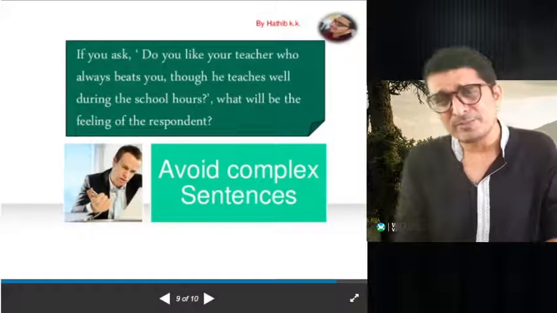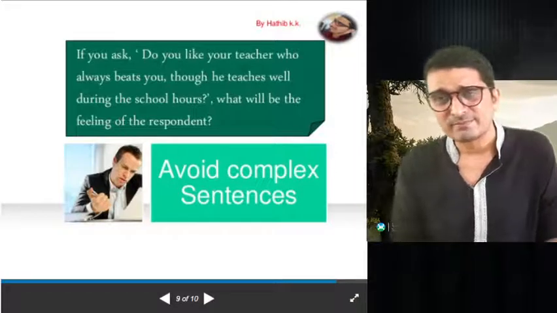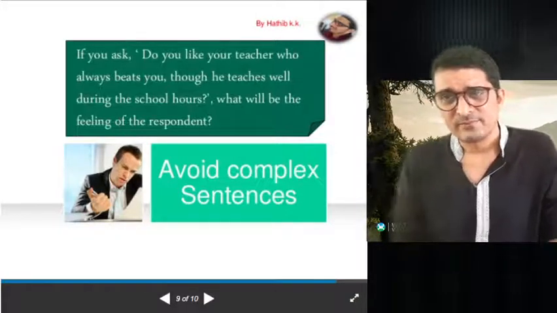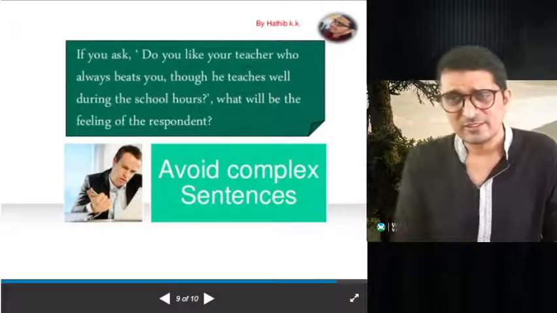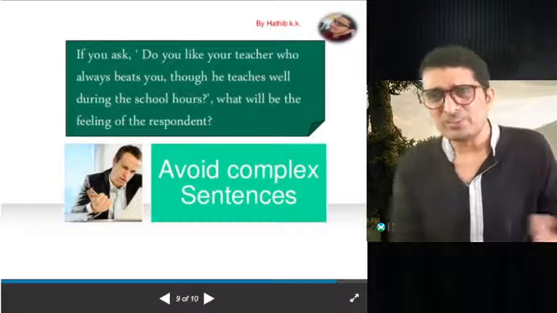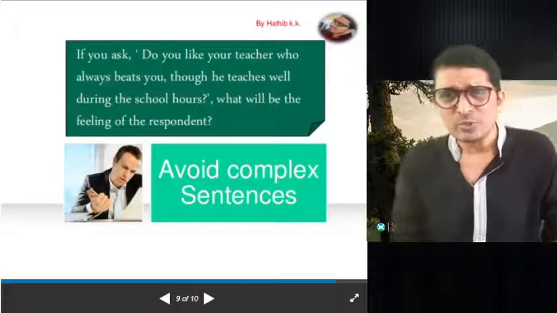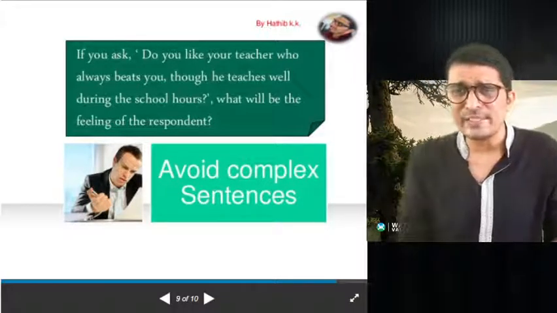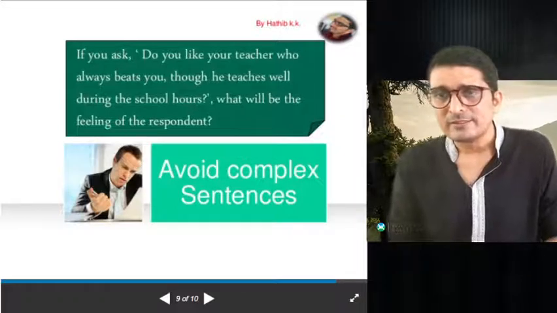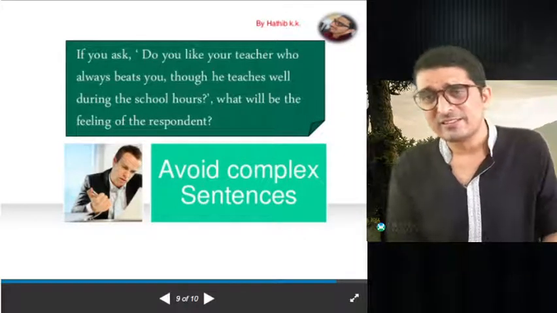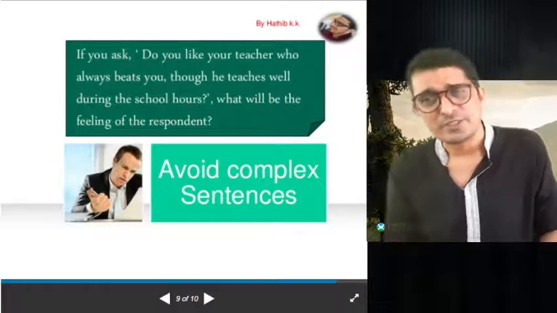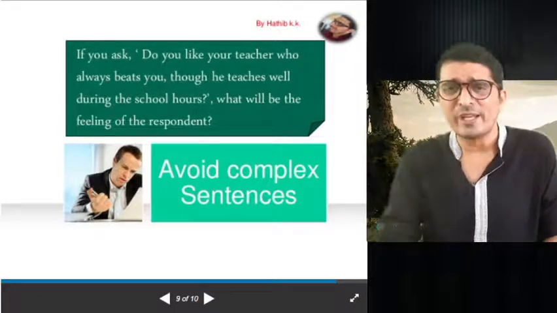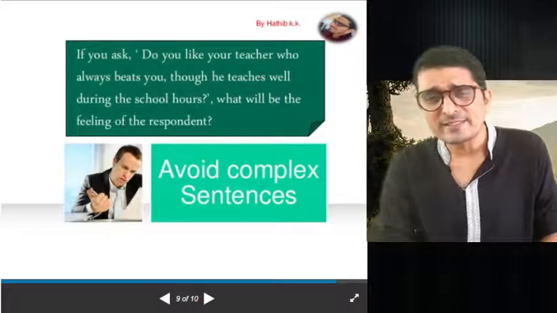Just make use of some simple sentences. As I told you, you should create a comfortable situation for your respondents. They should not be bored. They should not be disappointed. They should not feel any sort of difficulty in giving responses to your questions. So just try to avoid complex sentences.